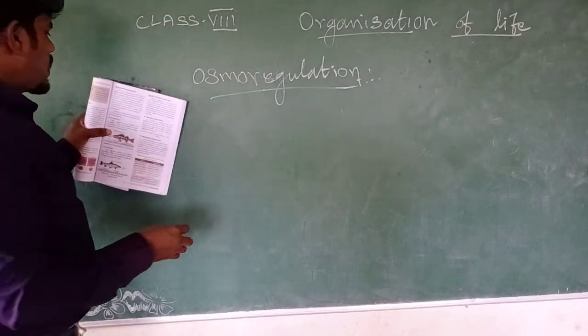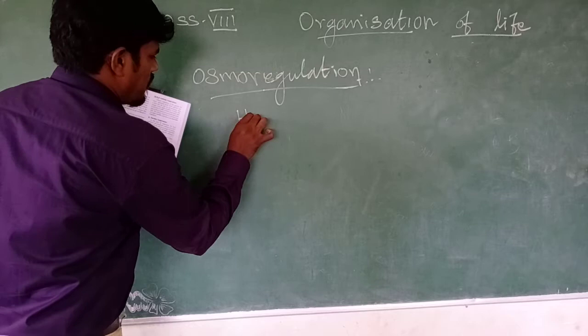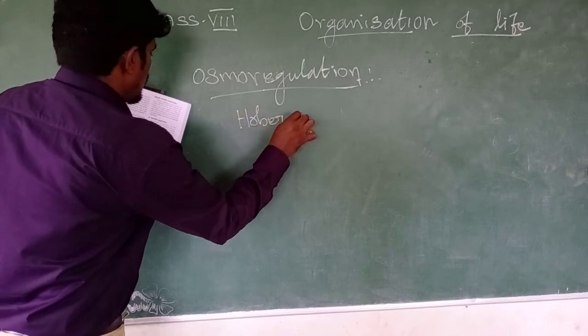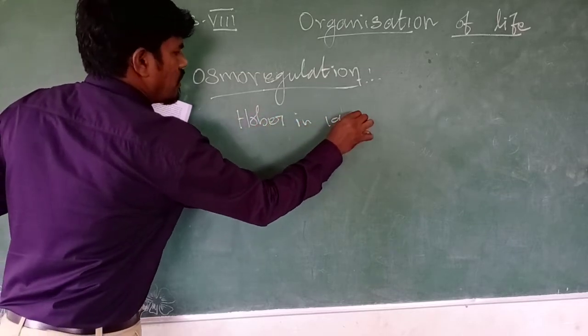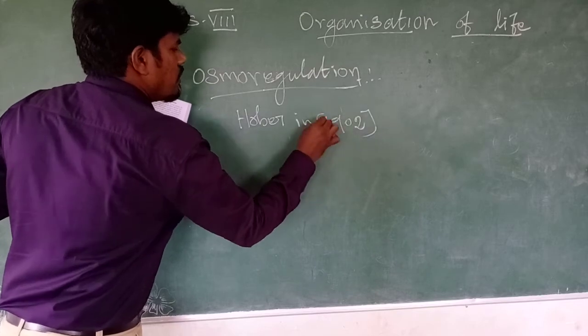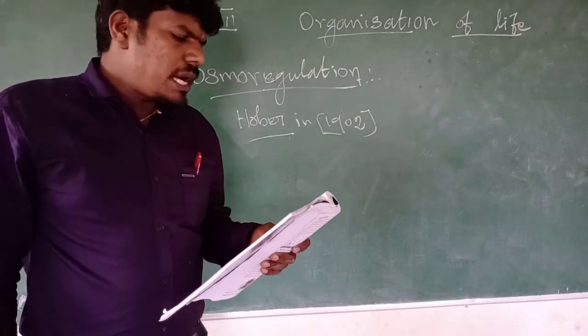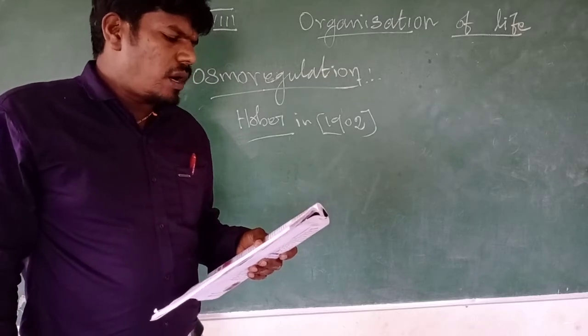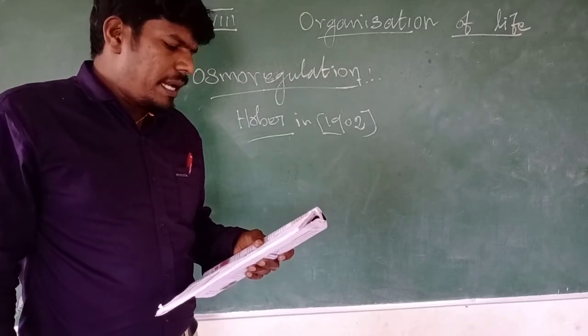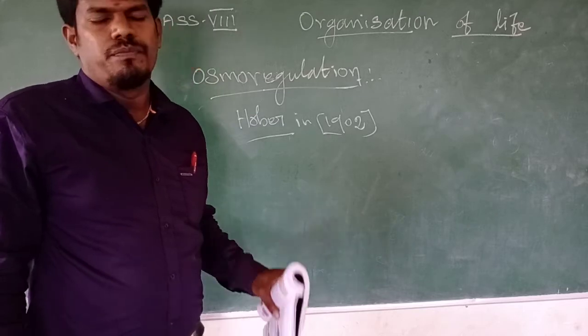See, osmoregulation was coined by Hooper in 1902. Osmoregulation is the process by which organisms regulate the water balance in the body and maintain the homeostasis of the body. That means what?